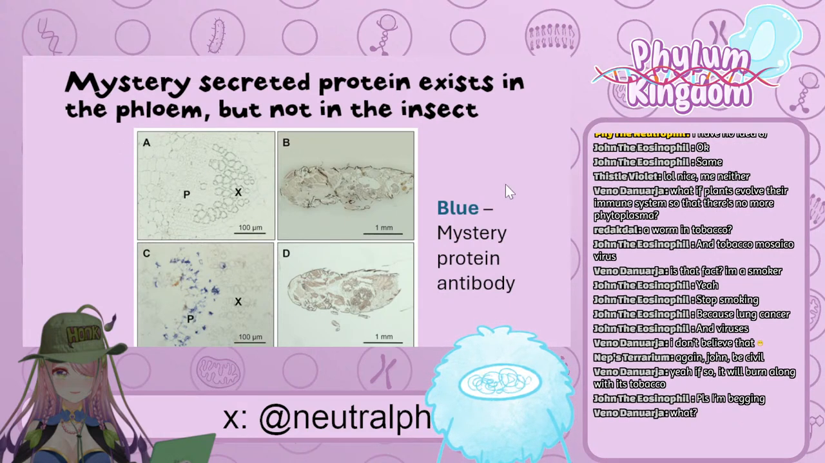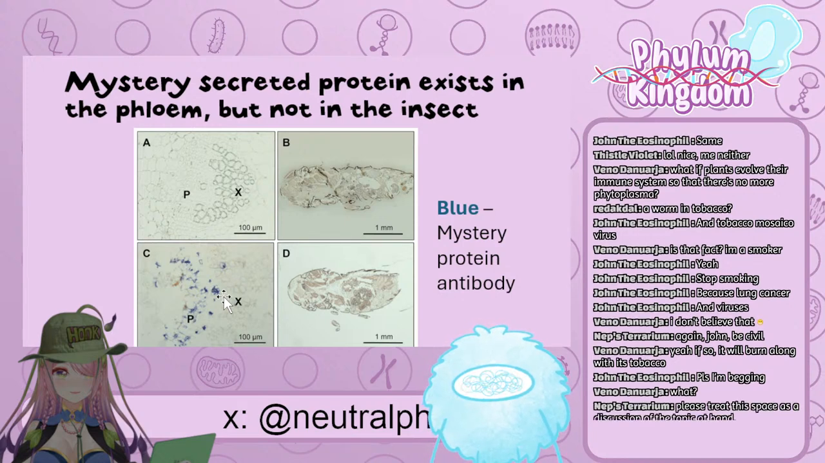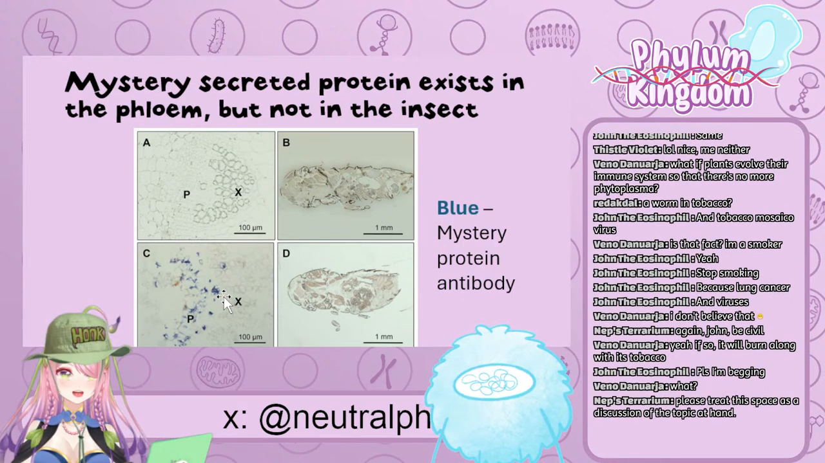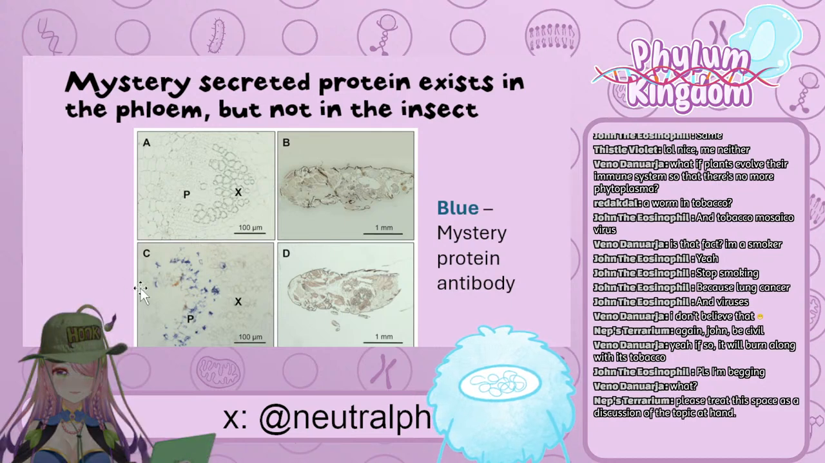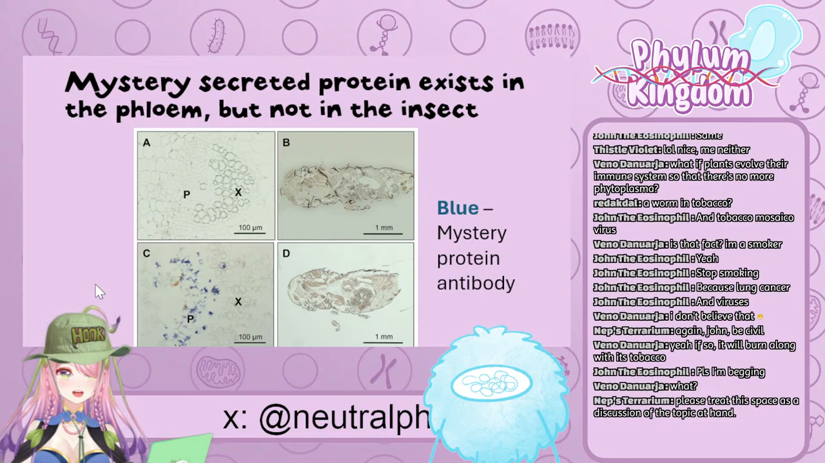So up here, A and B, not infected. C and D, infected. We only see blue in panel C, which refers to the plant. And not only is it only in the plant, but it's only in the plant phloem. So this agrees quite well with what we know about phytoplasma to begin with, is that they do hang out in the phloem. And there's an incredible amount of this protein, as we saw earlier from the genetic expression experiments.